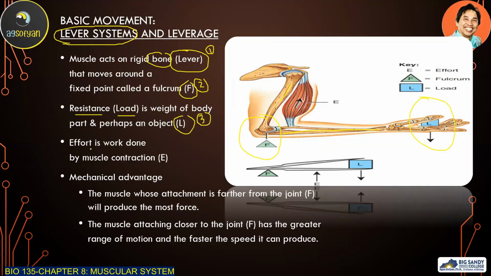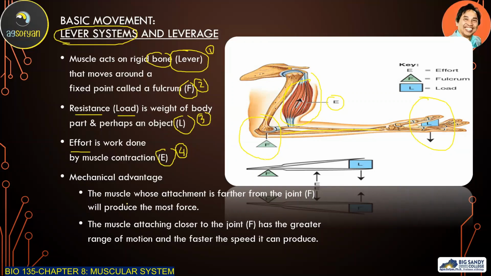And the last one is the effort, which is the contraction that is given by the muscles. This is what we call the effort, or E, and this is going to be the fourth component of the lever system. So the lever system consists of bone, fulcrum, the load, and the effort.